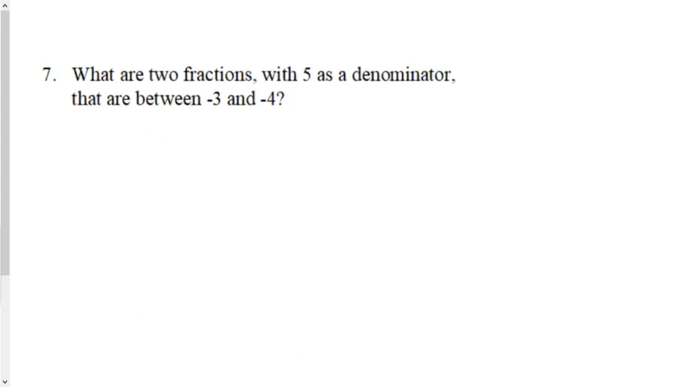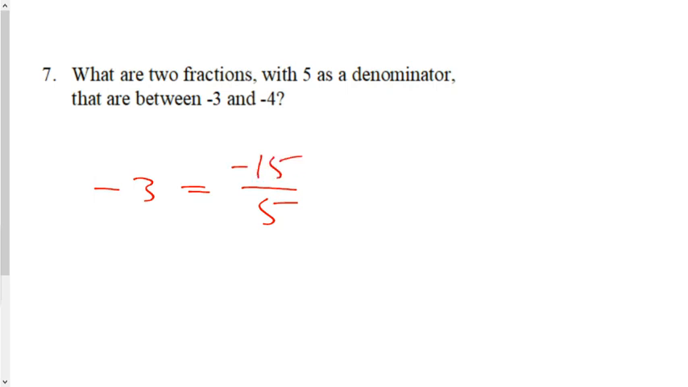Question 7, what are two fractions with a 5 as a denominator? They're between negative 3 and negative 4. Here's how I would do it. I would say this first. Can anyone tell me what numerator goes there to make that equal to negative 3? Madeline.